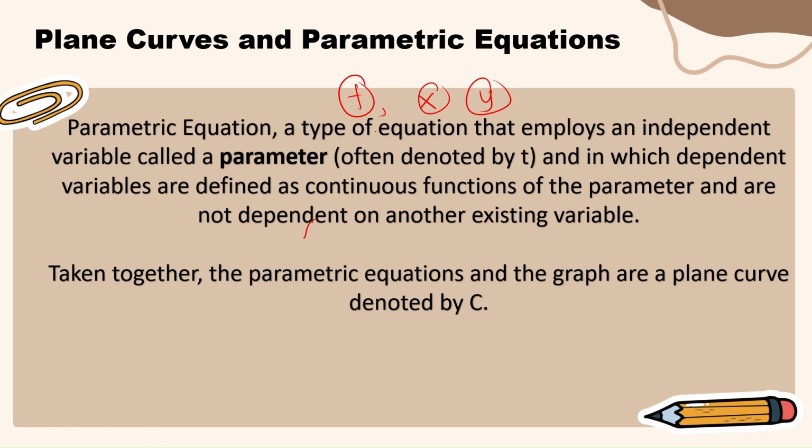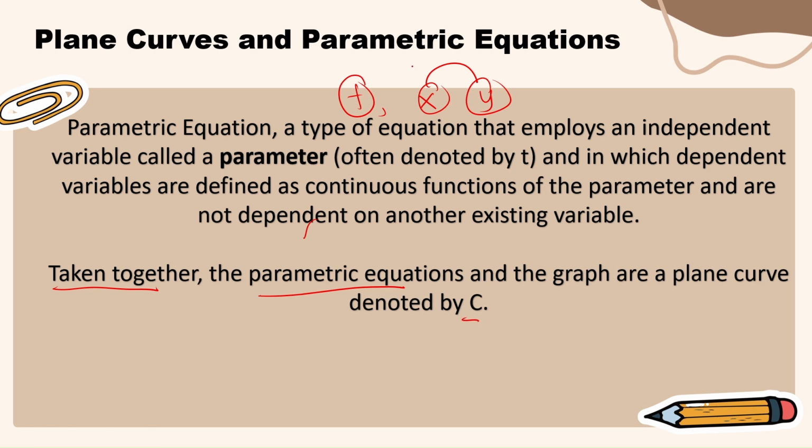So x will have its value depending on the value of t, as well as y. At itong dalawa na to ay walang direct relationship or walang dependency on one another. Pero magkakaroon sila ng relationship since related sila dito sa t, pero hindi sila dependent on one another. So taken together, the parametric equation and the graph are called a plane curve, denoted by C.